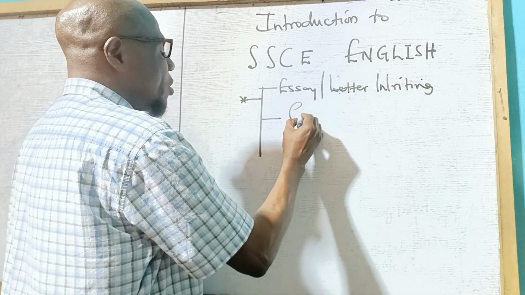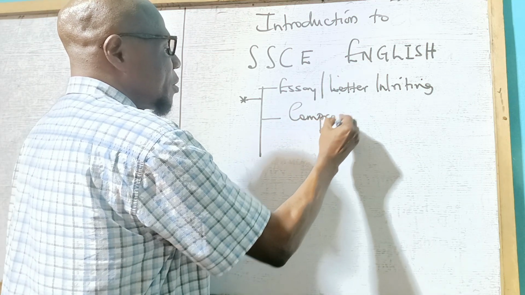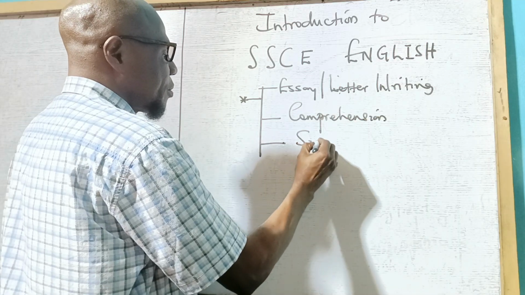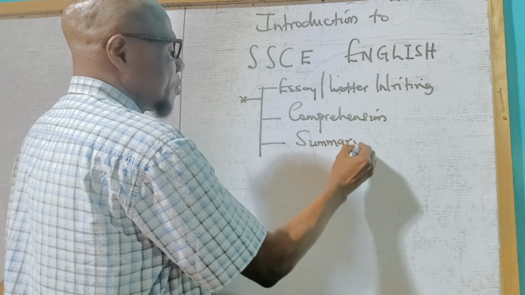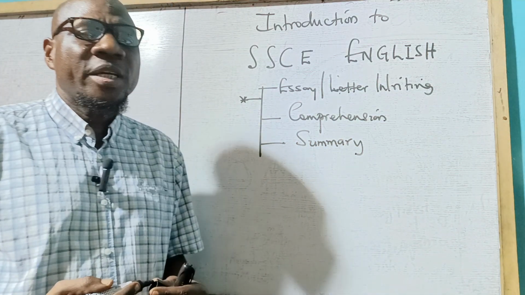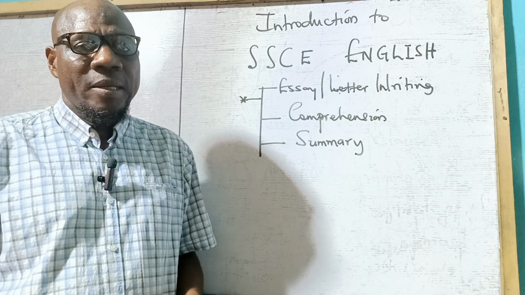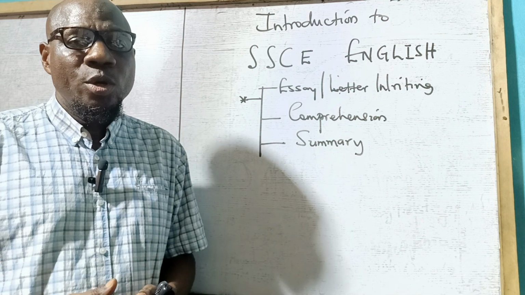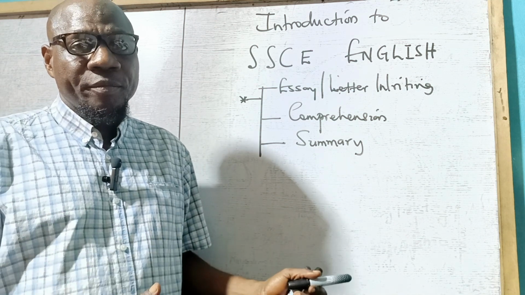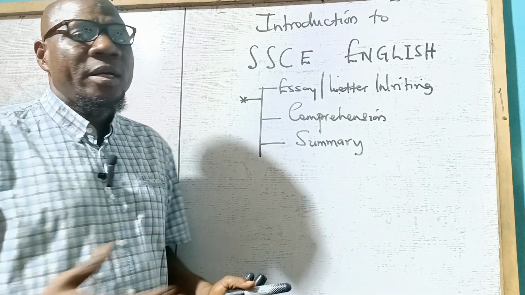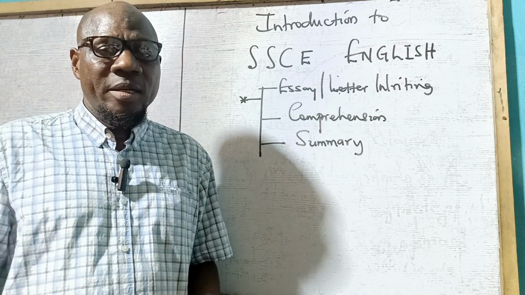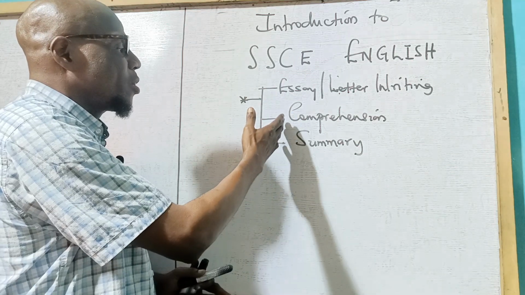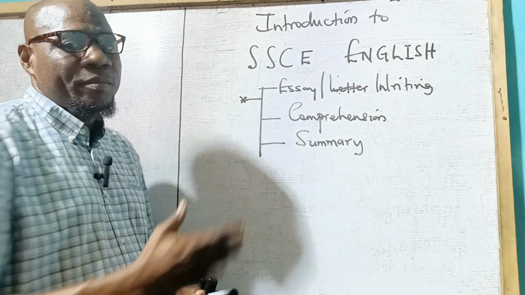Another part is about comprehension, and another is summary. These 3 represent a paper. As it is now, this part should be paper 2; it used to be paper 1. This paper has the highest mark in the exam. So, essay writing, comprehension, summary.